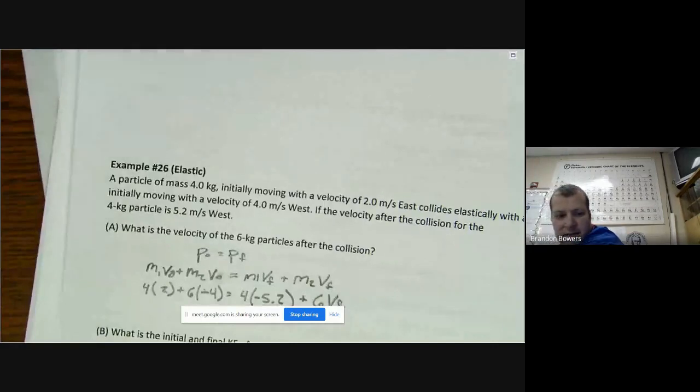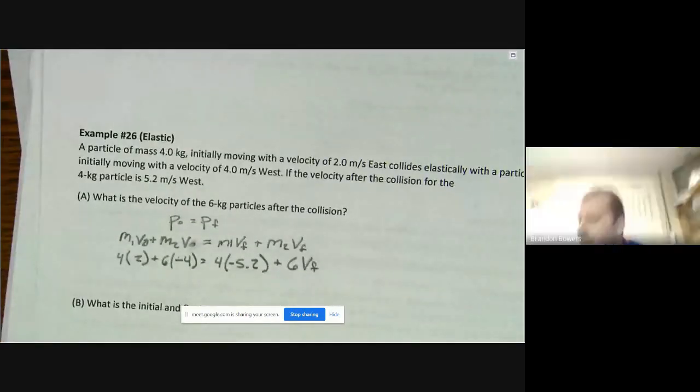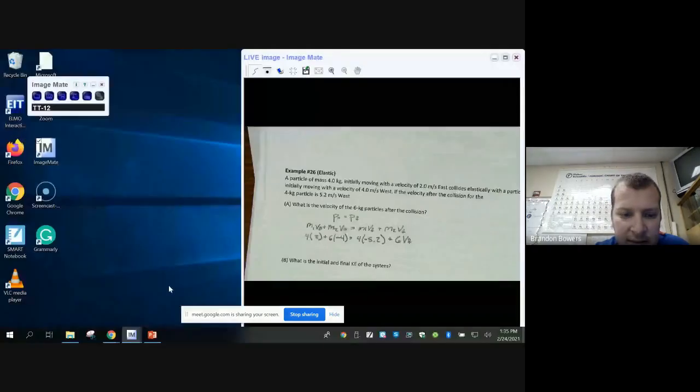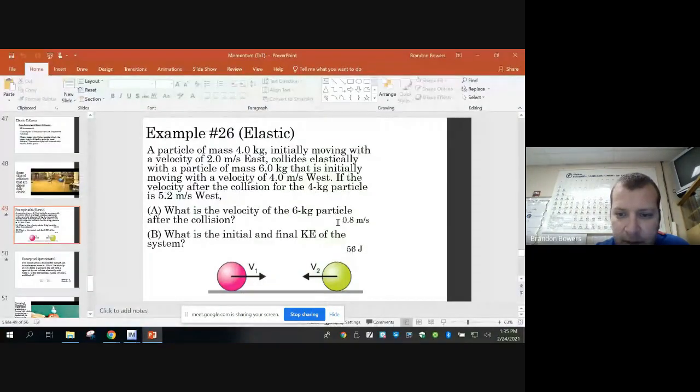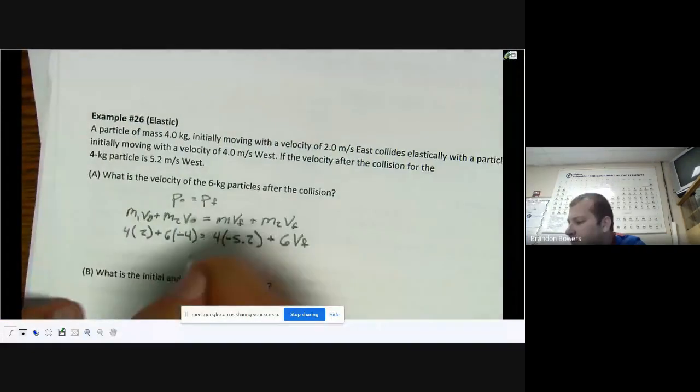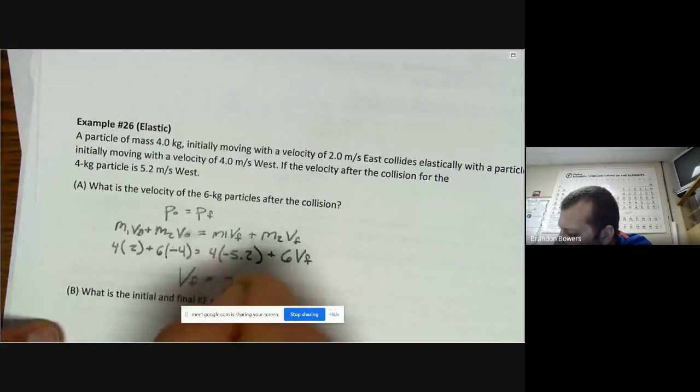I have the answer with that somewhere. I thought I had it. I don't have my calculator on me. So VF should have equaled 0.8. VF should equal 0.8 meters per second.